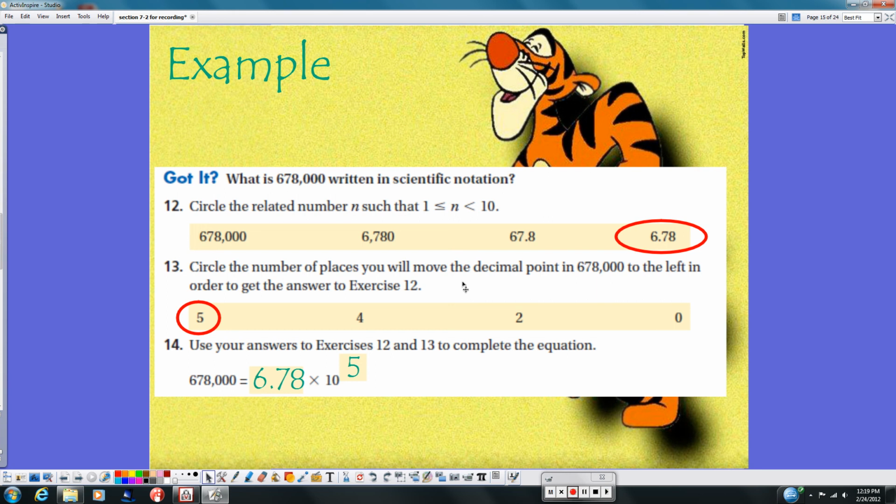So, in order to get 6.78, we have to move our decimal point. If the decimal point is not specifically written, it's at the end of the number. So we're going to take this decimal and we're going to move it 1, 2, 3, 4, 5 places to the right. So since we're moving it 5 places to the right, we're going to write 6.78 times 10 to the 5th.